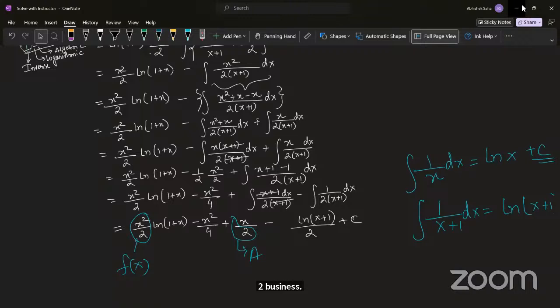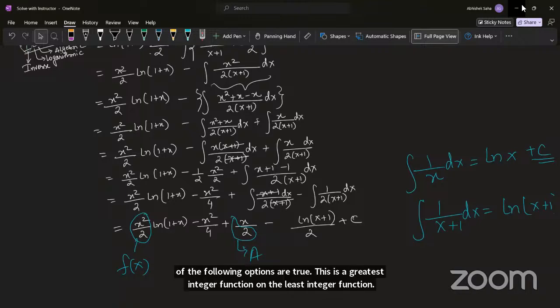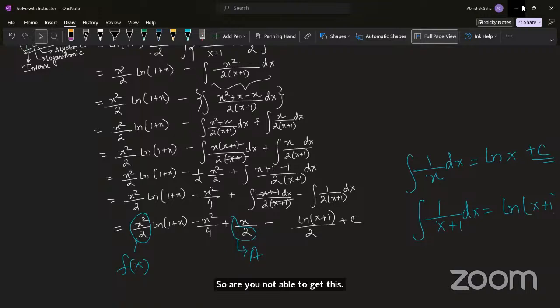So you have to find the integration of f1. Which of the following options are true? This is a greatest integer function or the least integer function, right? Yes, sir. Are you not able to get this? This is simple. For this one, you have to find the integration. Sir, how can we integrate the greatest integer functions?